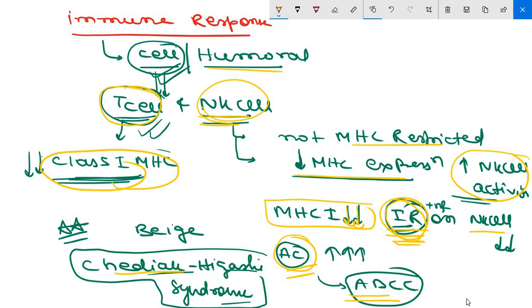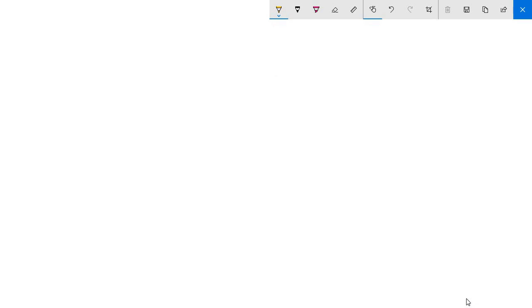One important point, that is Chediak-Higashi syndrome. So this is about immune response. Now one more important topic, that is known as immune surveillance. Okay, immune surveillance theory.